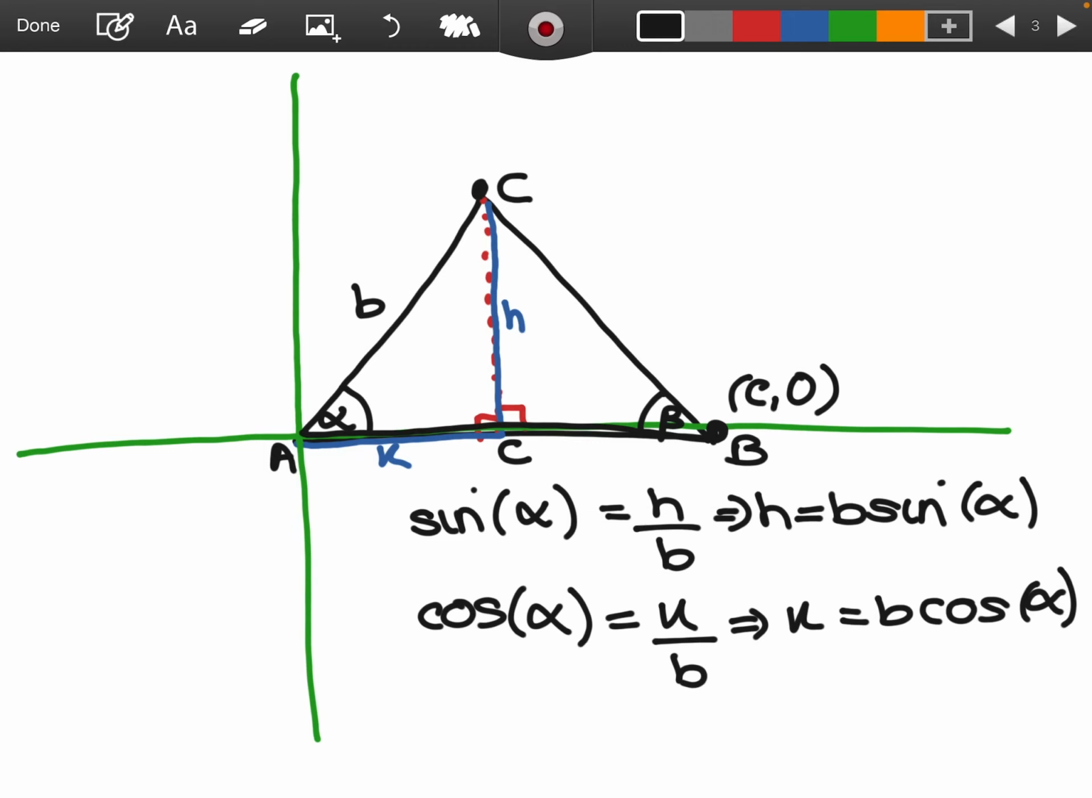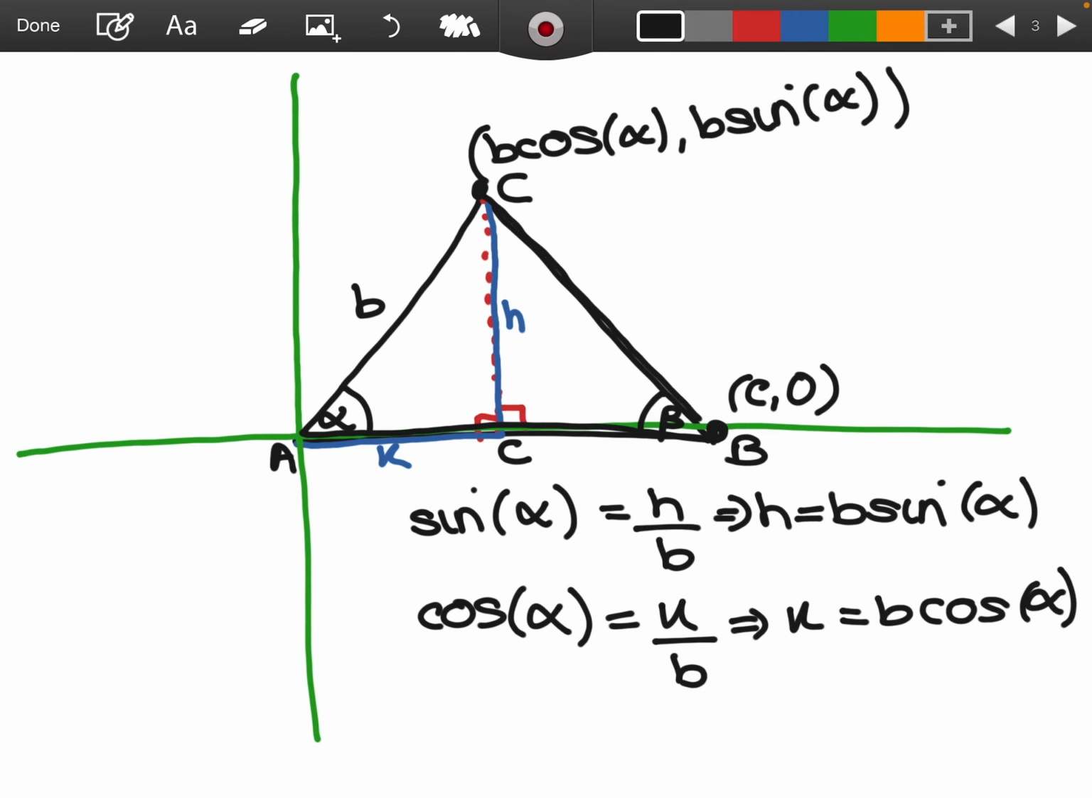Now, what's the coordinate of this point C here? Well, we've just worked that out. Its x-coordinate is k, its y-coordinate is h. So I know that this has coordinates b cosine alpha and b sine alpha. Now I'm going to use my distance formula between these two points, B and C. That distance is denoted by A. It's the side that is opposite alpha, so it's going to have length A.